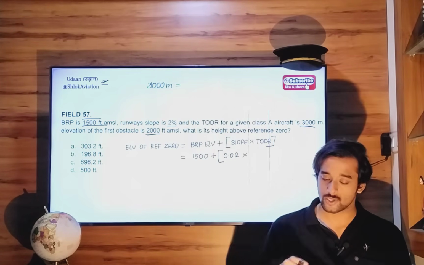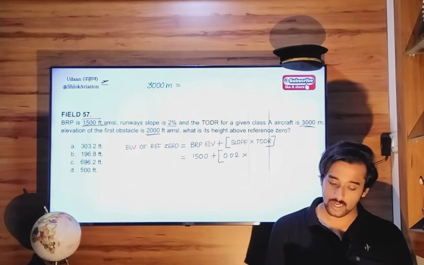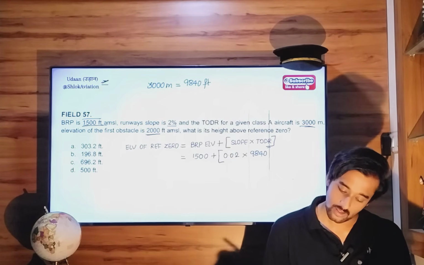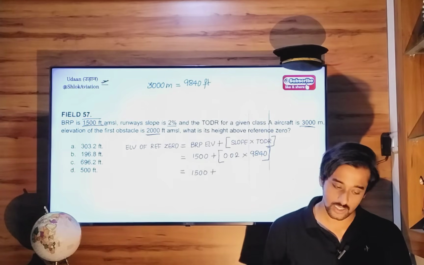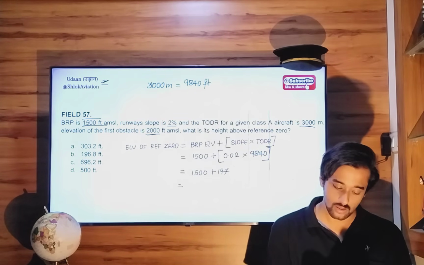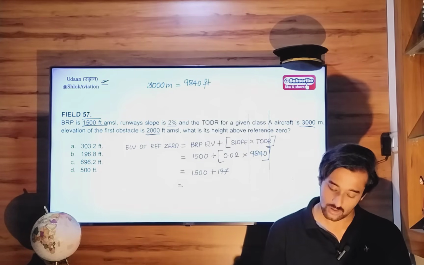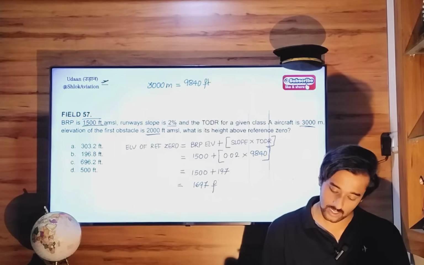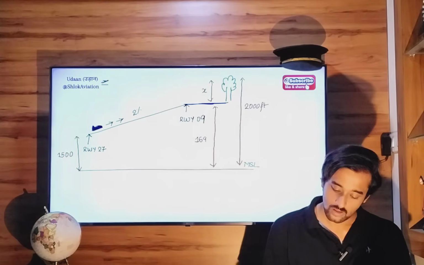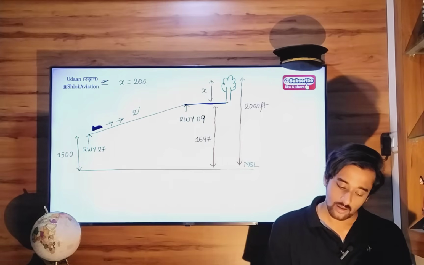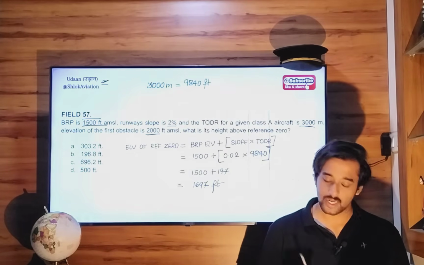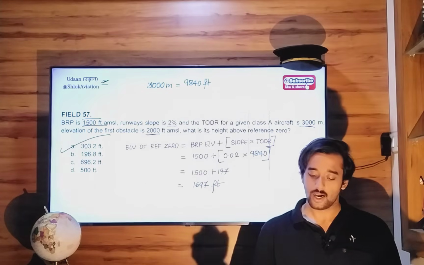3000 meter equals 3000 into 3.28, 9840 feet. So 1500 plus 197, 1697 feet. So x will be equal to 2000 minus 1697, 303 or approximately 300 feet. So anyways, option alpha.